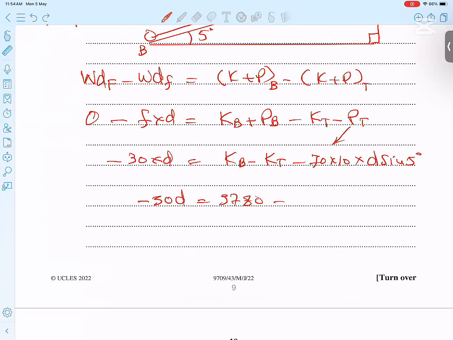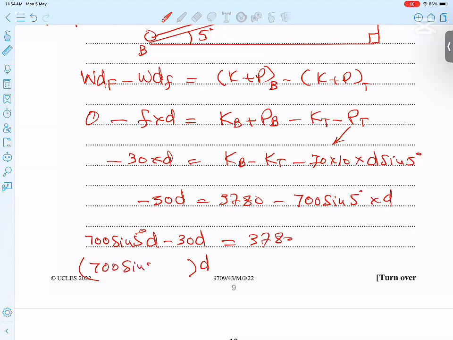And this is 70 times sine 5. So this negative sign will go there and become a positive sign. Okay, I'm writing it once here and then I shift to the other side. So 700 sine 5 degrees times d will go on the left-hand side. It means I got 700 sine 5 d minus 30d. What is common from here? d is common. What is left? 700 sine 5 degrees minus 30.